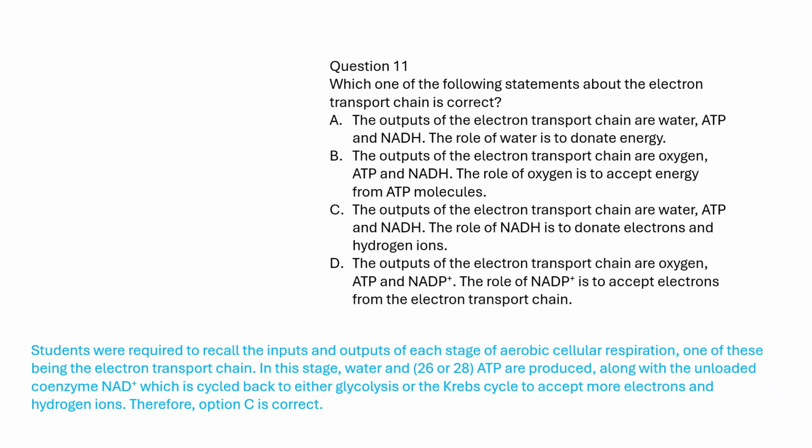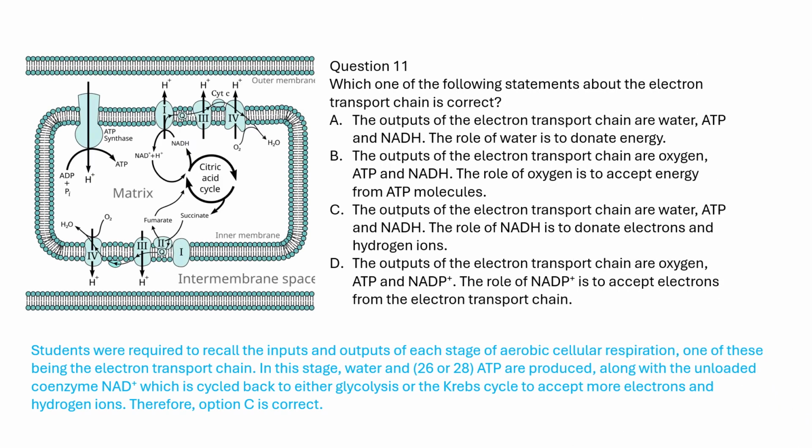Occurring in the inner mitochondrial membrane, cristae, the electron transport chain is a critical stage of cellular respiration. It produces a significant 26 to 28 ATP, and its outputs also include water. NADH contributes by donating electrons and hydrogen ions. This stage is fundamental for generating the energy required for various cellular processes.